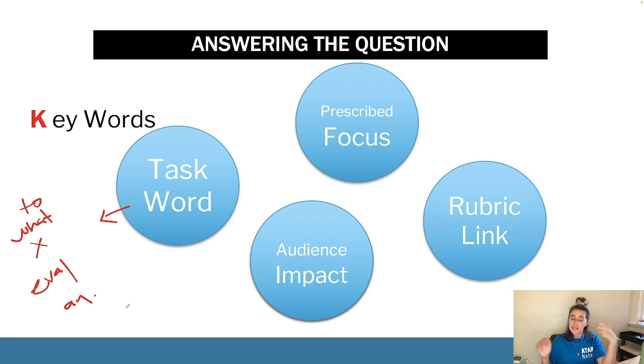That's your task word. It's still essential to know because how you respond is going to be dependent on the task word. To what extent you're going to have to respond to a great, to a limited extent. Analyze, evaluate at different levels of intensity. Even for a short answer, right, you're going to take into account, is it a describe, is it a discuss, what is it? Task word, pretty important, probably the least important of these four though.